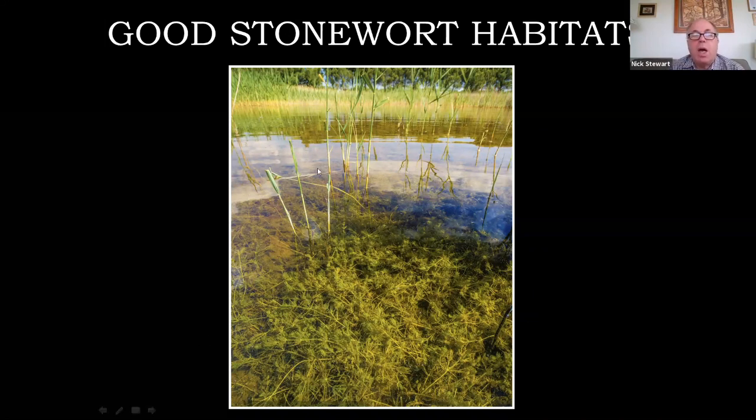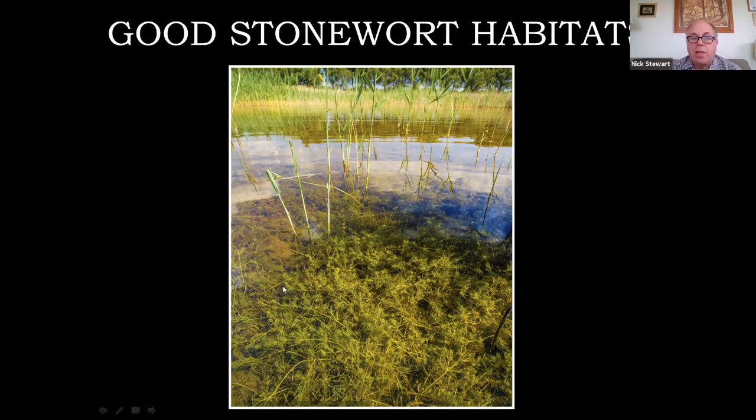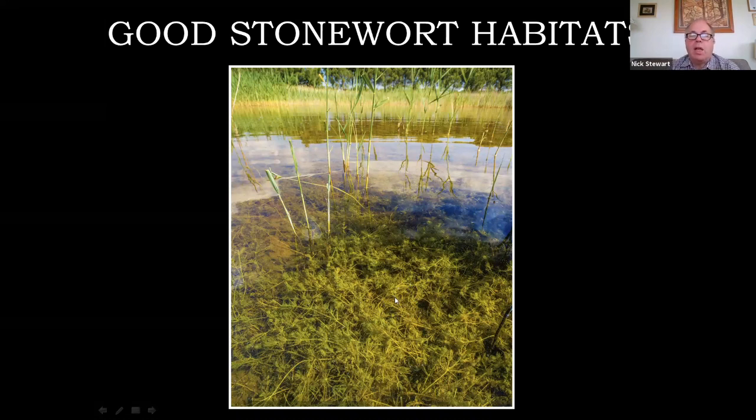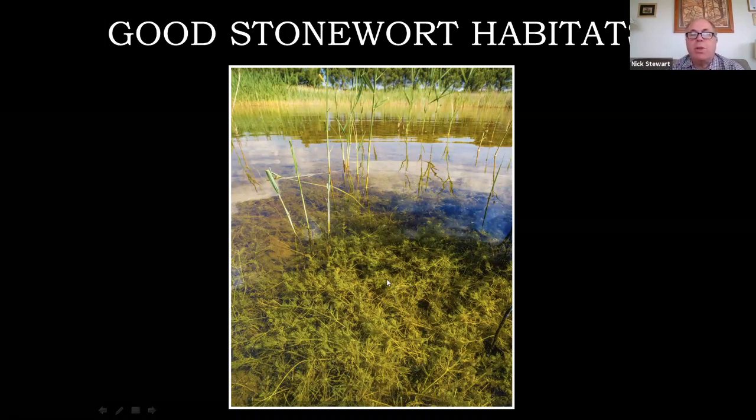A common theme that we'll come to is a combination of high lime content, so hard water, lots of calcium carbonate, and clean water. They are very sensitive to nutrient enrichment. And I'll come to that a little bit more later. But that is a common theme of good places to look, combinations where there's calcareous geology and low levels of nutrients.